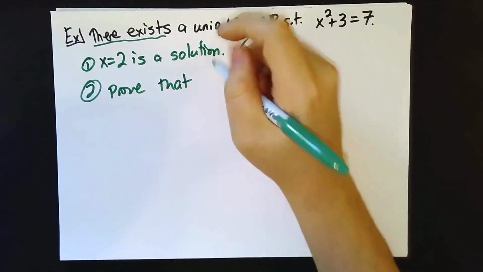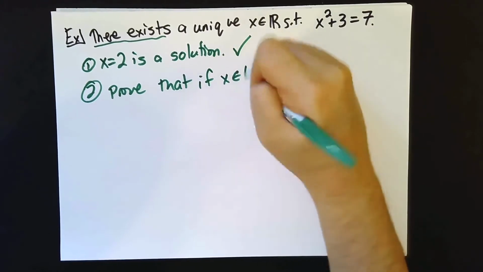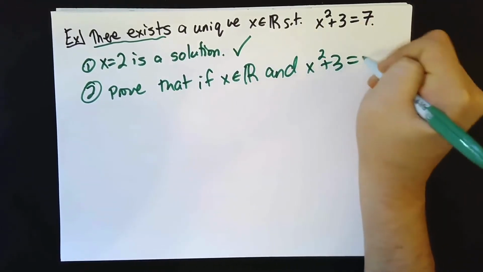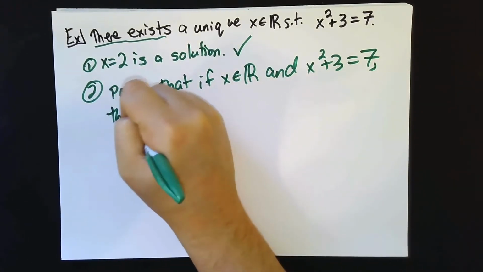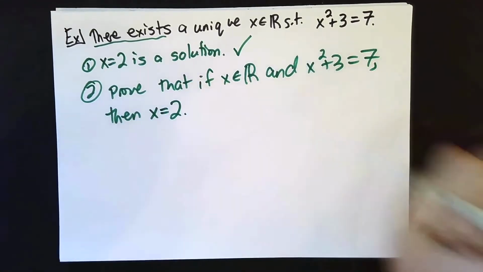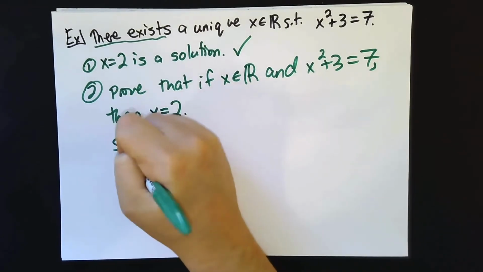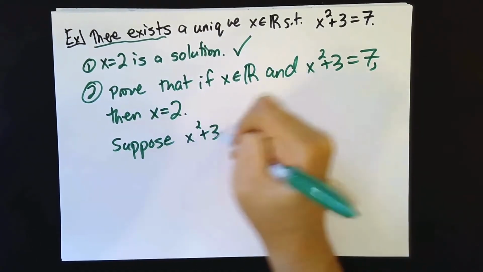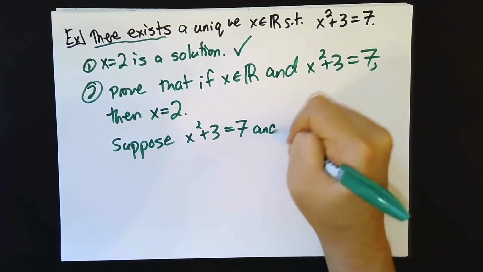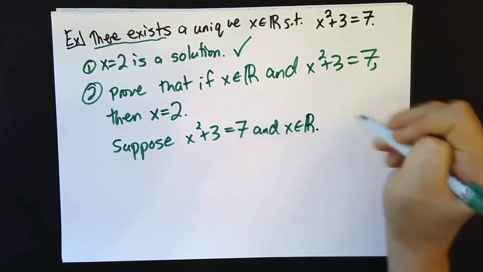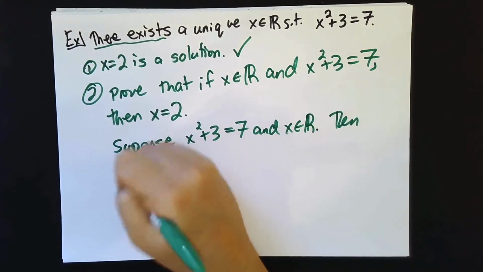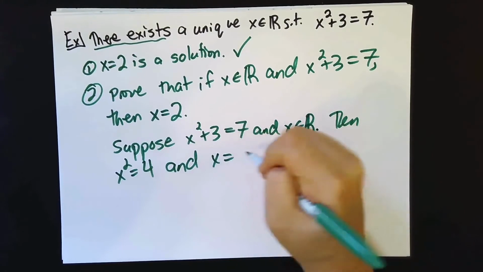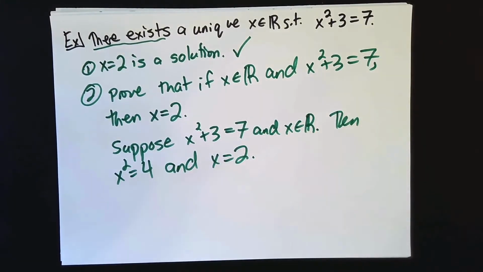So that would be to prove that if x is in R, and x squared plus 3 is 7, then x is equal to 2. So you could do that. You suppose x squared plus 3 equals 7, and x is in R. Then x squared is 4, and you take the square root of both sides, and you get x is 2. And then you're done.